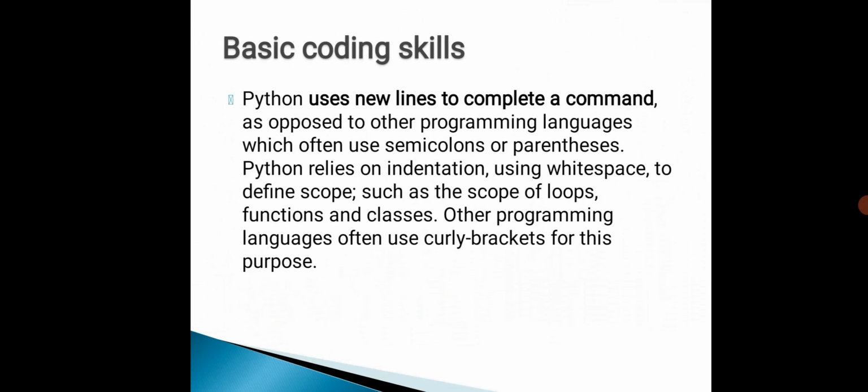Basic coding skills. Python uses new lines to complete a command, as opposed to other programming languages, which often use semicolons or parentheses. Python relies on indentation using whitespace to define scope, such as the scope of loops, functions and classes. Other programming languages often use curly brackets for this purpose.